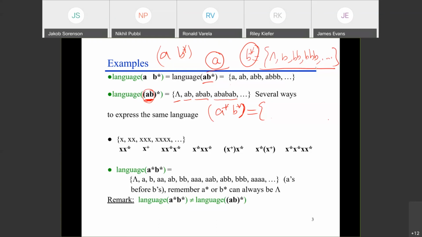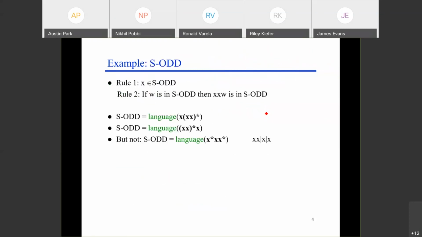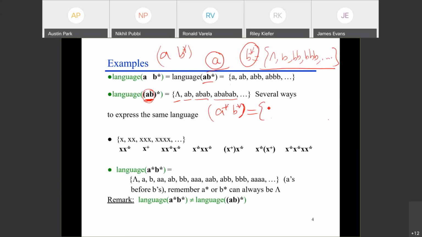Yes. So it would be lambda, then AB. So smallest words first, whenever we write from the smallest word. Okay, so lambda is right. Then it would be AB, then two A's two B's, AABB, and then three A's, three B's.